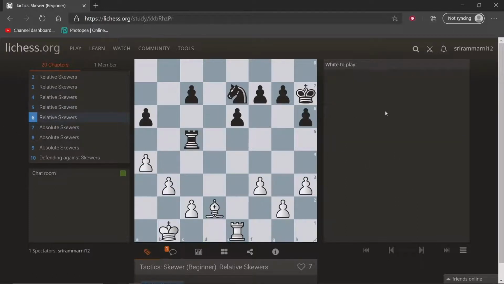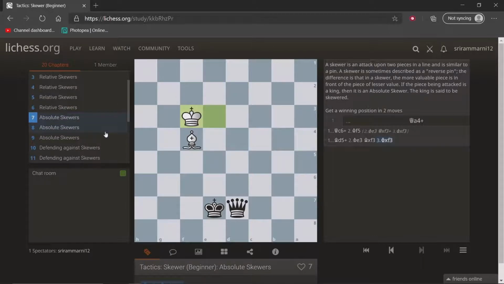Let's get on to our last relative skewer puzzle. Here it is. Let's try to see if you guys can find it. Alright, now let's look at the answer. The answer here is simply bishop to b4. We're attacking this rook and the knight behind it when the rook moves away. Very simple puzzle. So now let's go on to the next type of skewer.